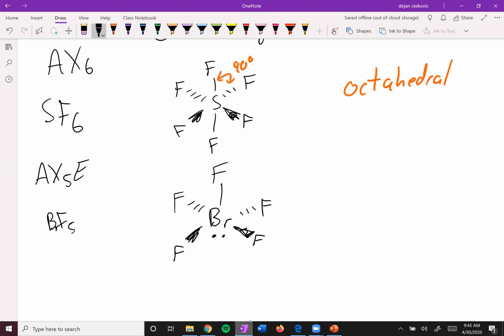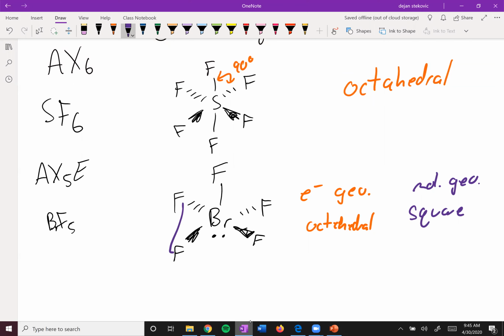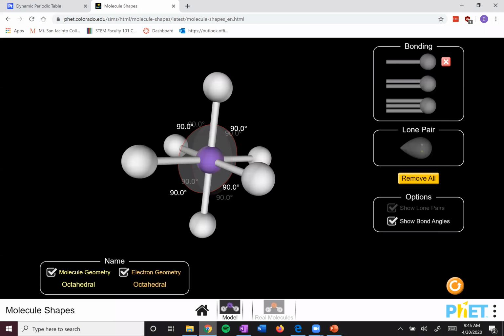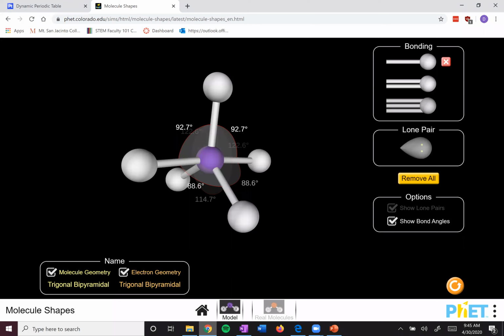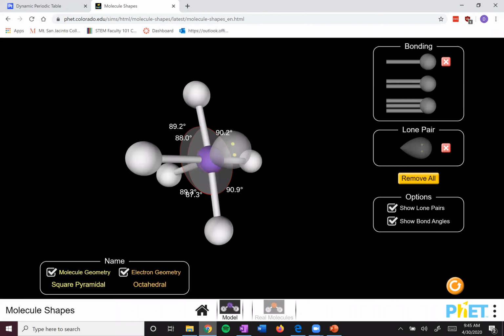And so, right, the electron geometry is still octahedral. And then the molecular geometry is what we call square, because there's a square down here, and then pyramidal, because it kind of forms this pyramid, right? So you can see there is logic and reason behind it. Let's check that out. So replace one of these atoms, put a lone pair, boom, there is your square pyramidal.